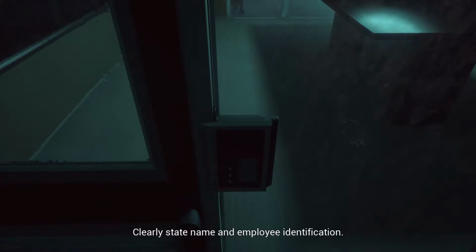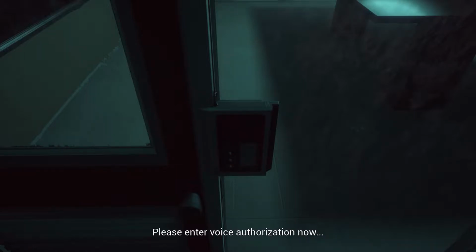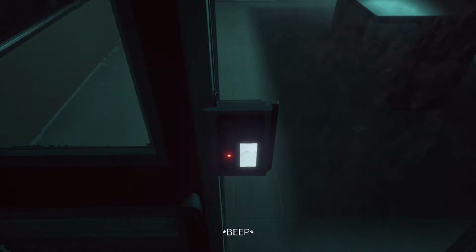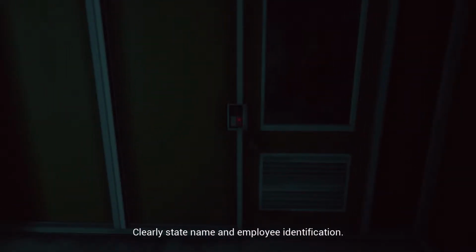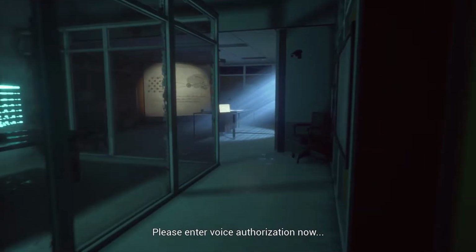Voice authorization failed. Clearly state name and employee identification. Please enter voice authorization now. Voice authorization failed. Please enter voice authorization now.